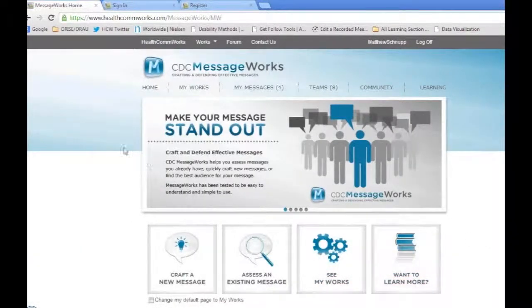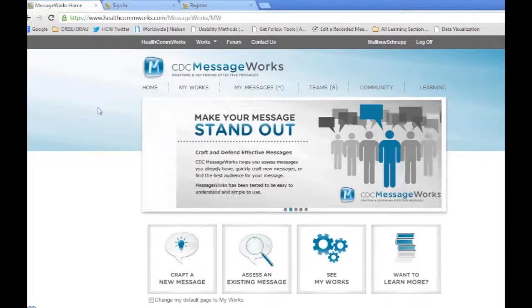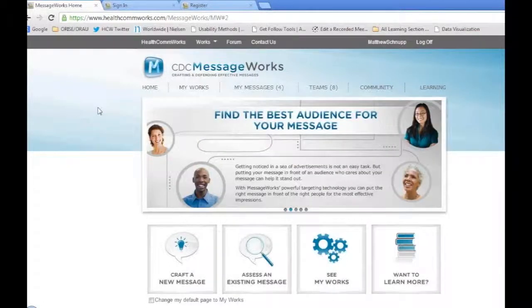When you start MessageWorks, you're going to be presented with the home page. And at this point, there are two main navigational panes that you want to pay attention to. The first, which is with you throughout the entire process, is this top bar. And these are a series of links that connect you to the critical functions of MessageWorks. You're going to be creating a lot of messages. There's no limit to the number of messages you can create on this tool. But there are differences on where the messages go.